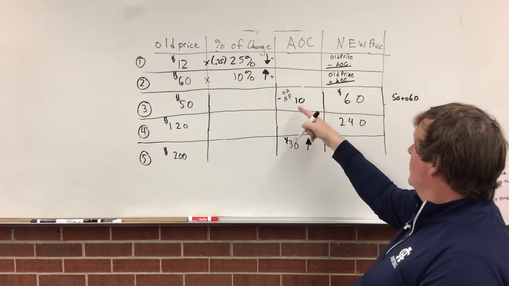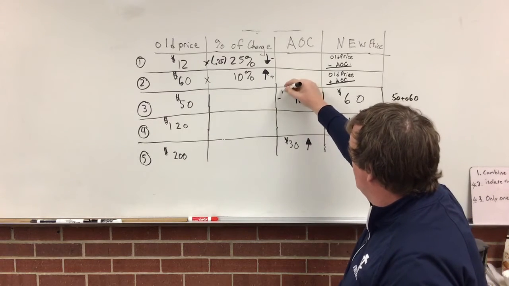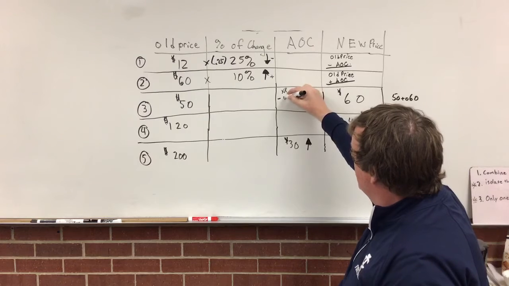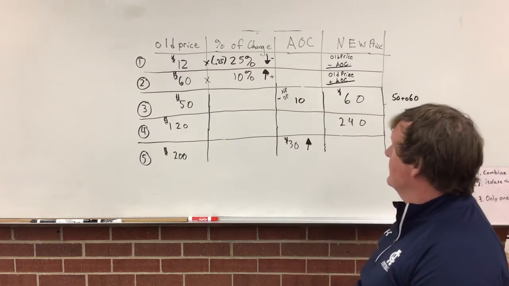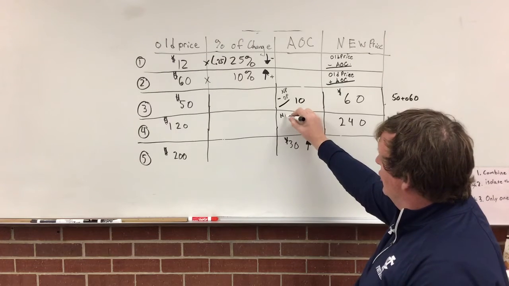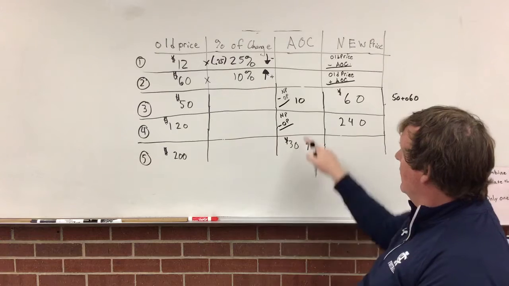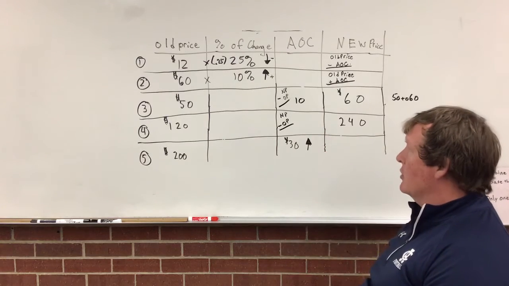Now, in some situations, I always put the bigger one on top. In this situation, the new price was bigger, so you put that on top and subtract the old price. You'll do the same thing over here on this one. New price minus the old price. Okay? That will give us the amount of change.